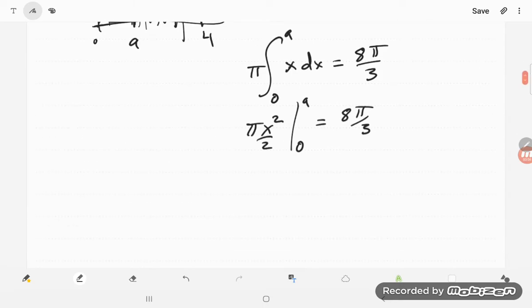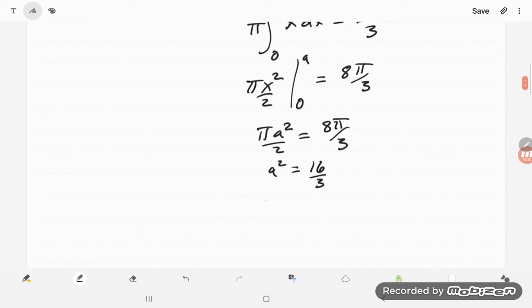So 0 is fine. I get pi a squared over 2 is equal to 8 pi over 3. Well, I can multiply both sides by 2 and divide both sides by pi, and so I get a squared is equal to 16 over 3, and so a is equal to 4 over the square root of 3. Okay, so that's a.